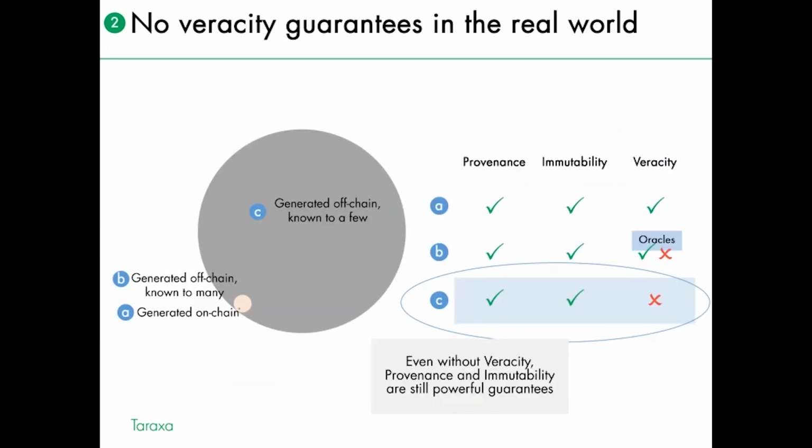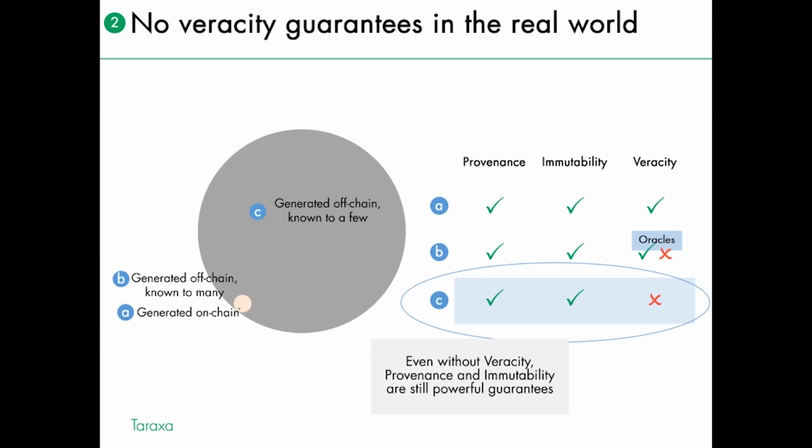Okay. So the second thing: different types of data have different guarantees on blockchain. In this very unscientific chart on the side, I'm trying to demonstrate the relative sizes of different types of data. We've categorized data into three categories. Type A is data that's generated on the chain. This is something like your cryptocurrency, your Bitcoins, your Ethereum coins. These are data that's being generated on the chain.